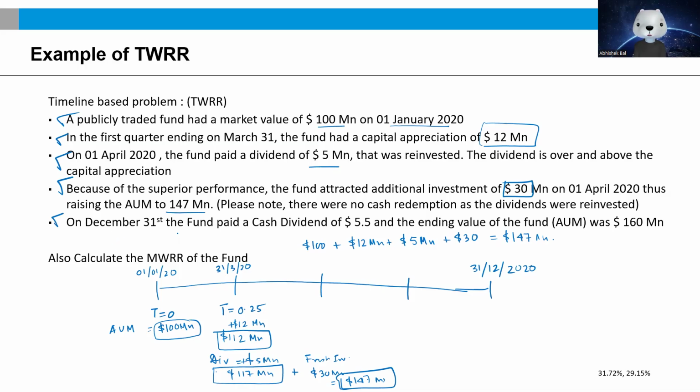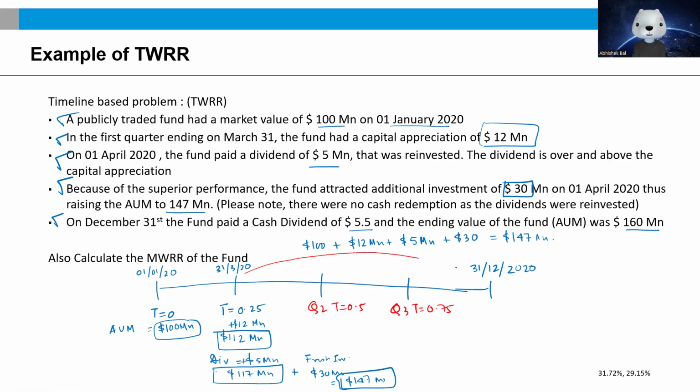Next, what it says is that on December 31st, the fund paid a cash dividend of 5.5 million and the ending value of the fund was 160 million. Okay, so now something spectacular has happened. What it says is that we were concerned about the first quarter, but beyond that time horizon, the quarter number 2, which is t is equal to 0.5, or quarter number 3, which is t is equal to 0.75 or 9 months, they really do not figure out because nothing actually happened in terms of the cash inflows or outflows. And there was obviously no evaluation exercise being performed apparently in between the intervening couple of quarters.